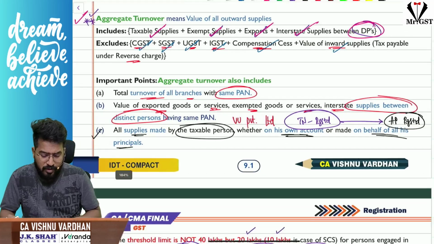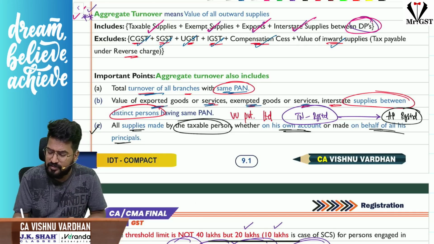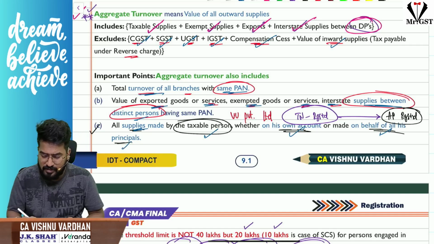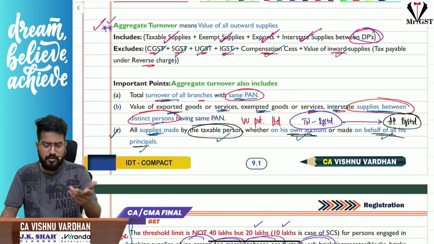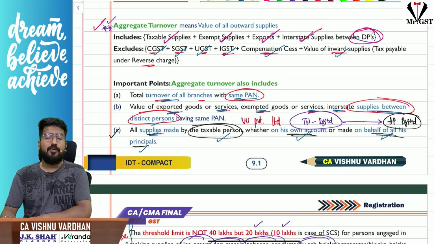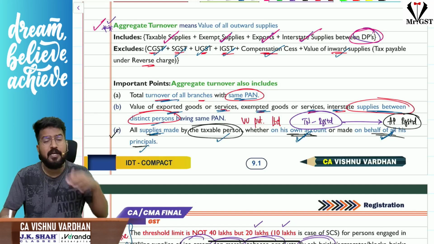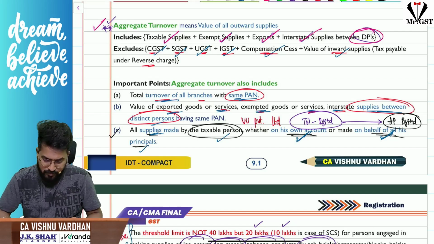Next, sir, what are the important points regarding aggregate turnover? Aggregate turnover includes turnover of all the branches. We know that is pan India turnover, value of exported goods and services, exempted goods or services, and interstate supplies between distinct persons. All these things will be added. Next, all supplies made by the taxable person, whether on his own account or on behalf of principals, will also be added in the aggregate turnover. So all the supplies made by the taxable person, whatever supplies you are making on your own account and also on behalf of other principals, will be added in your aggregate turnover. Okay, that is the aggregate turnover definition.